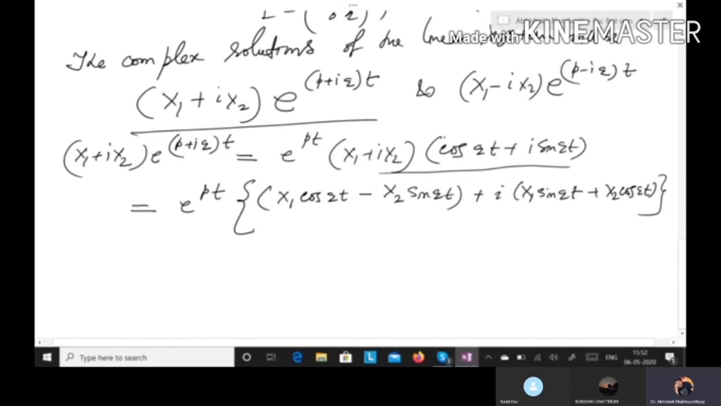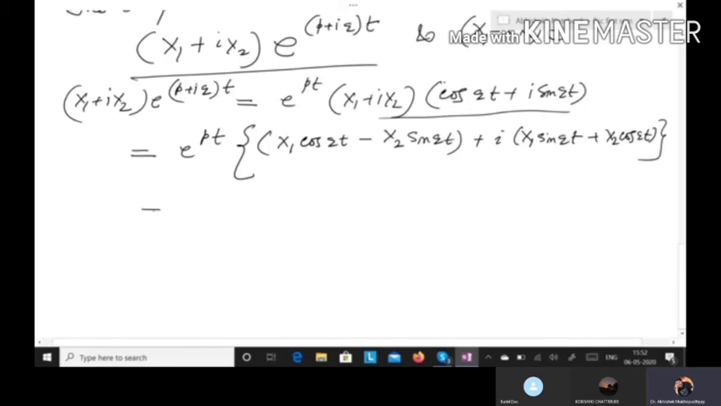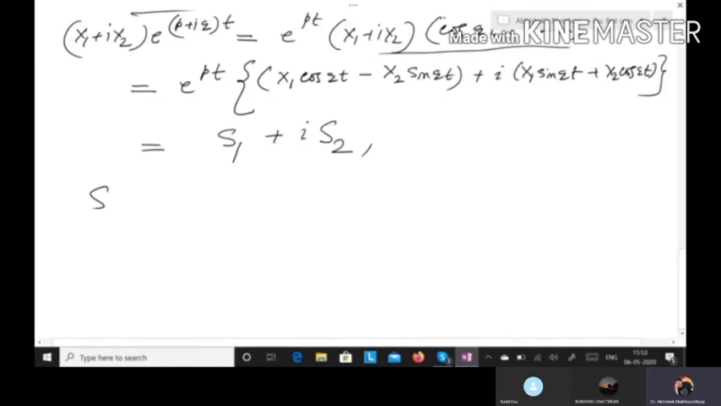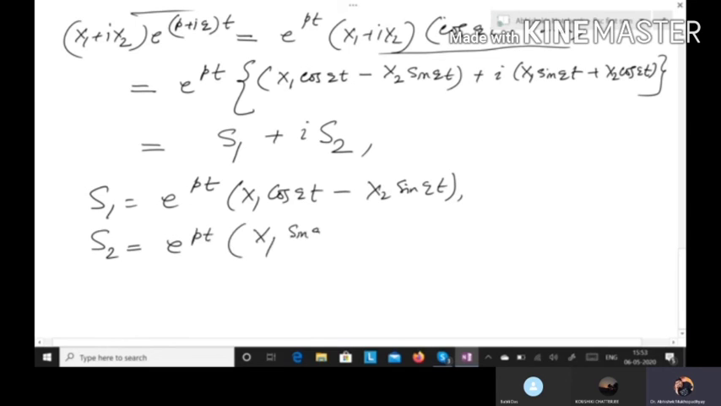So thus we see that, if we denote the first portion as S1 and the second one as S2, then the solution can be written in the complex number form, that is S1 plus iS2, where S1 denotes the real vector e to the power pt (x1 cos qt minus x2 sin qt), and S2 denotes e to the power pt (x1 sin qt plus x2 cos qt).